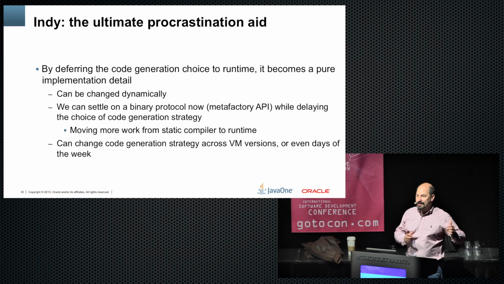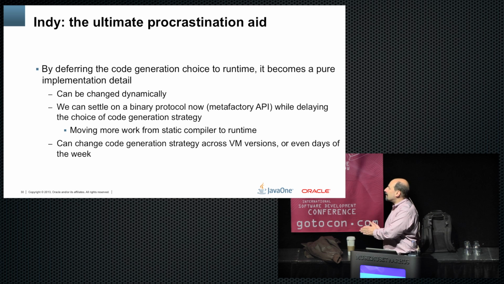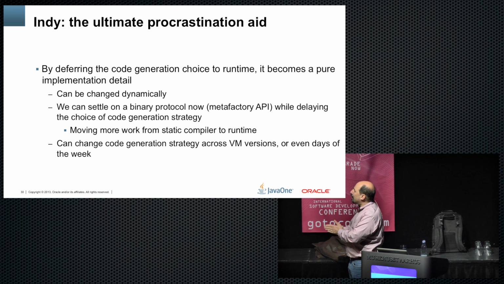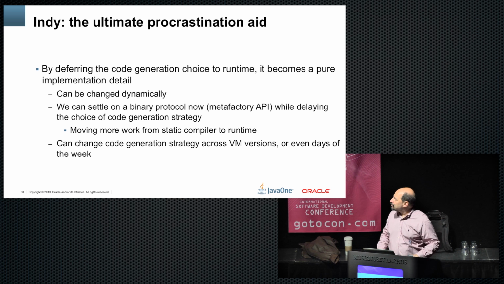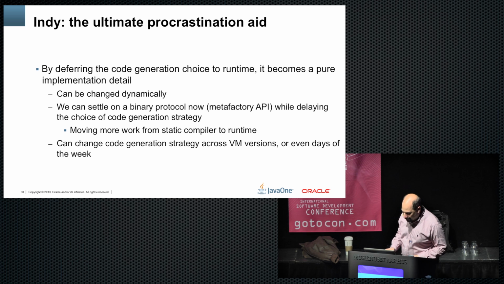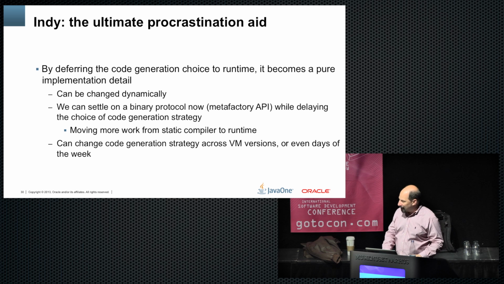So this is a classic Java trick of moving more of the work from static compilation time to dynamic runtime, when you have more information. If you have more information, you can make better decisions. The reason dynamic compilation always blows away static compilation is you have more information at runtime than you do statically. And this gives us the flexibility to change our code generation strategy whenever we come up with a better one.